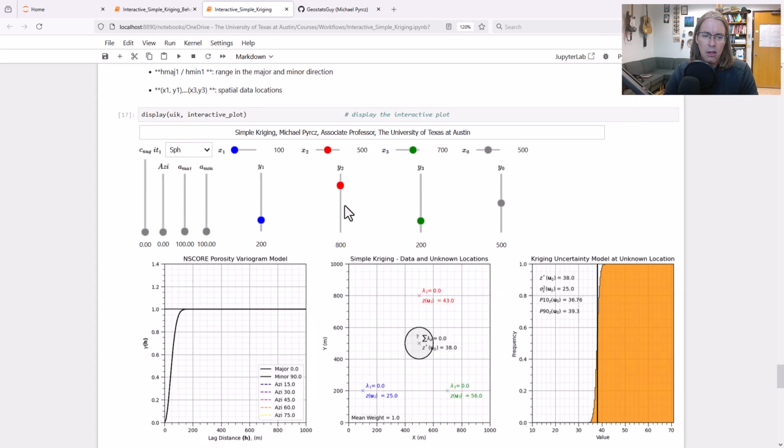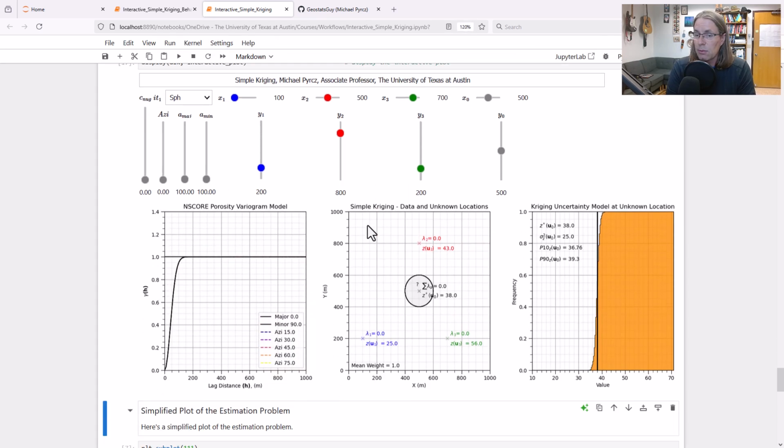Let me zoom in. What we have here is a very flexible dashboard. You have blue, green, and red data at those locations of the x's. You have the weights. You have their actual values. So now we can actually see the estimates. You also have the unknown location right here. This is the variogram range shown right here, so you can get a sense of whether data are within range or not. You have the estimate at the unknown location.